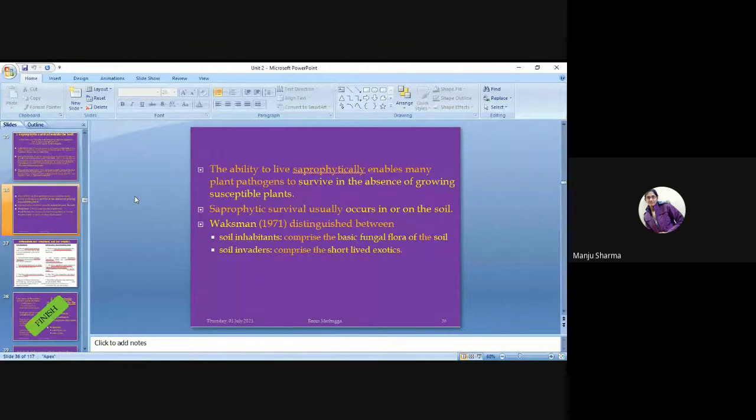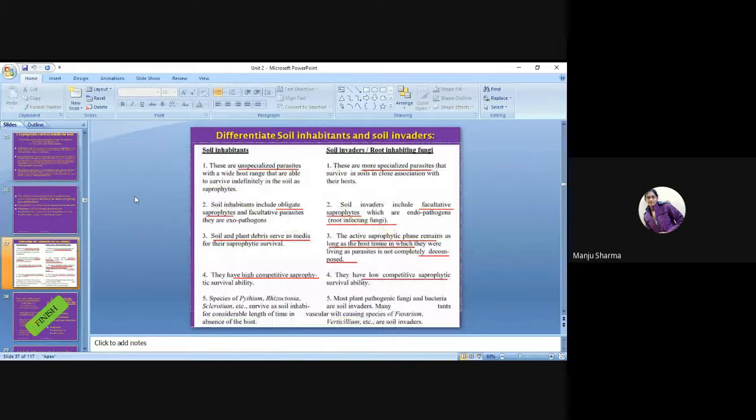Saprophytic survival usually occurs in or on the soil. Garrett, in 1971, distinguished between soil inhabitants and soil invaders. Soil inhabitants comprise the basic fungal flora of the soil, and soil invaders comprise the short-lived exotics. Let us differentiate soil inhabitants and soil invaders. So first, what are soil inhabitants and what are soil invaders?